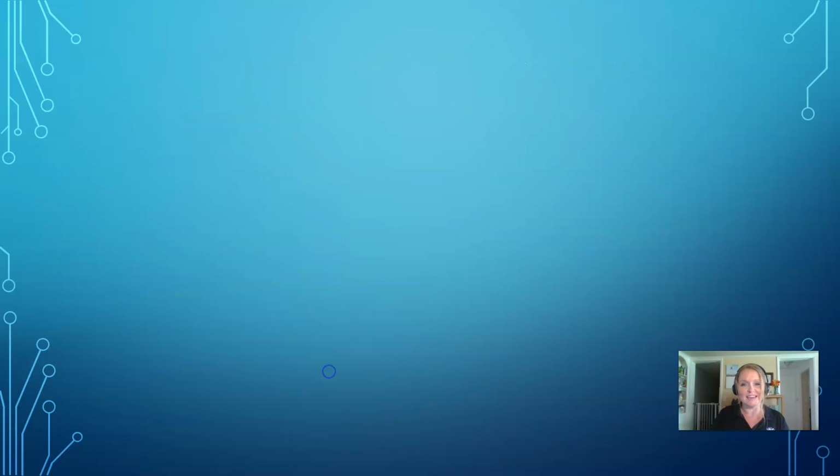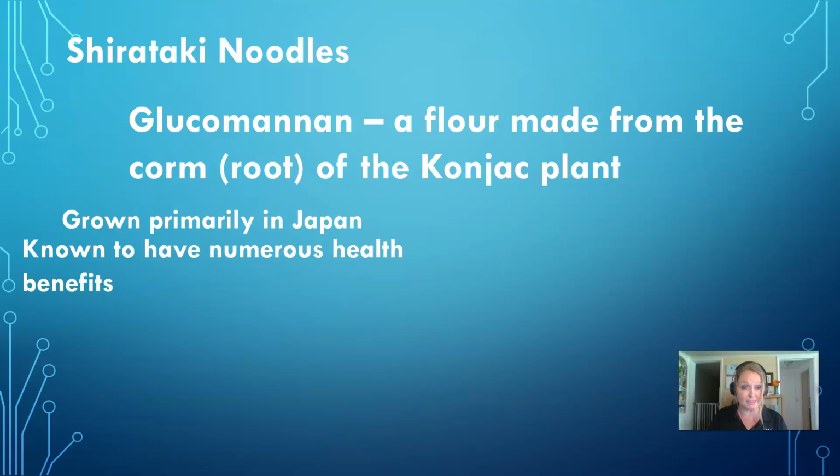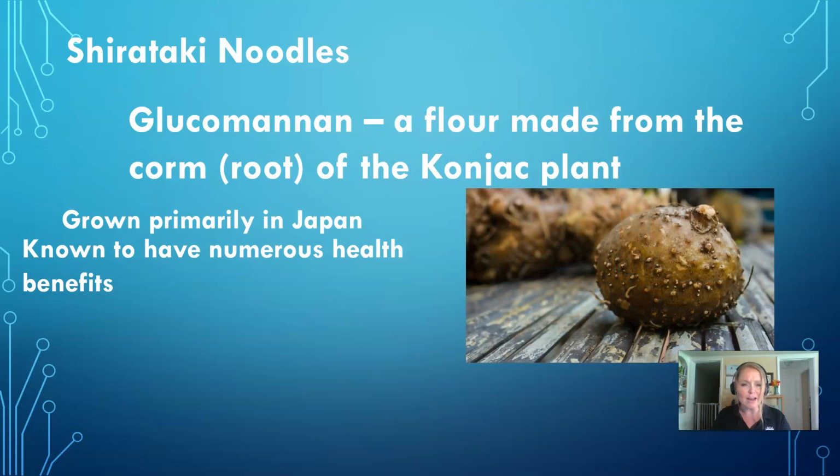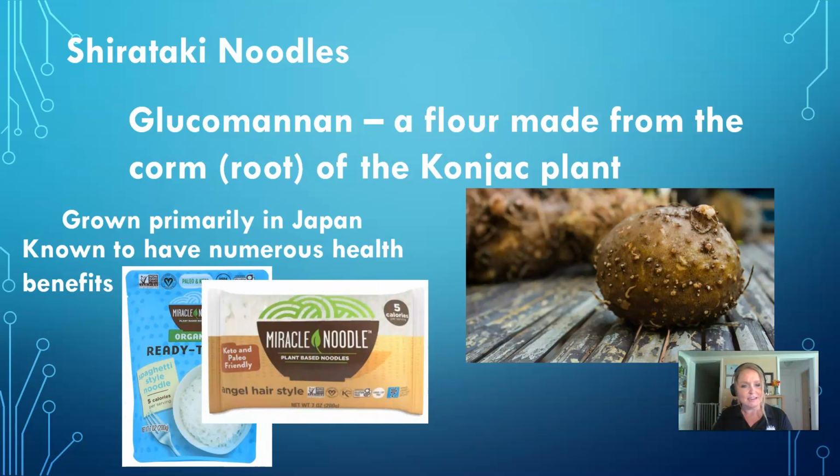I did. Now, the first thing we're talking about today is shirataki noodles. These are very interesting because they are made from glucomannan. And that is a big word that basically means it's a flour made from the corm or the root of the konjac plant. And konjac is primarily grown in Japan, and it has been widely studied. It is known to have numerous health benefits. Kind of an ugly looking plant, but they turn it into these noodle kind of things.